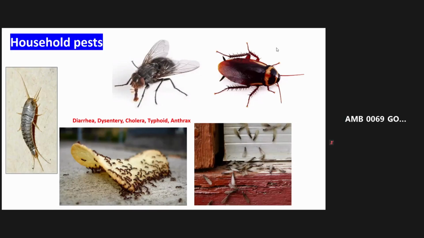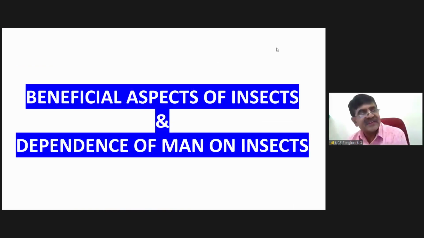So far we have studied the harmful nature of insects, where they transmit diseases in human beings, animals, and plants. And also, they cause damage to agriculture crops, horticulture crops, and forestry trees. And also, they transmit diseases among the plants. So, coming to the beneficial aspects of insects.